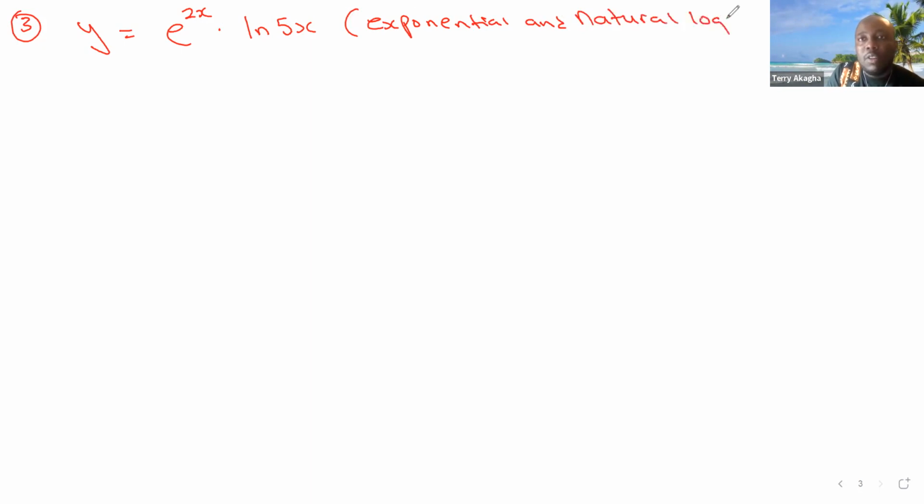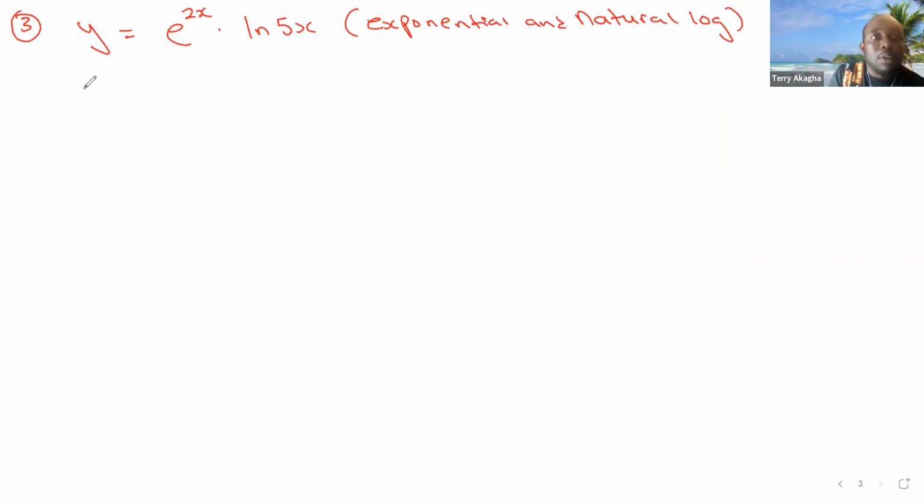I'll just pick one more, so I will not exceed the 10 minutes. Let's say y is equal to exponential 2x multiplied by ln 5x. So this is exponential, and this is ln, which is the natural logarithm. Can you see? So it's a product of two things now. We have the exponential and the natural logarithm here.